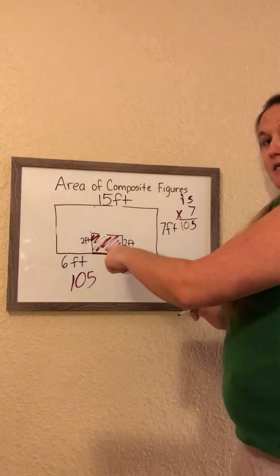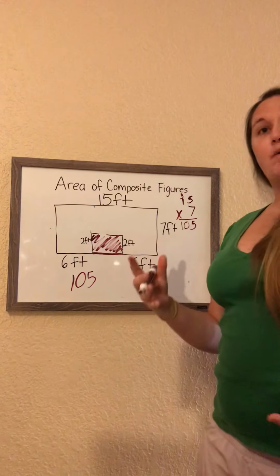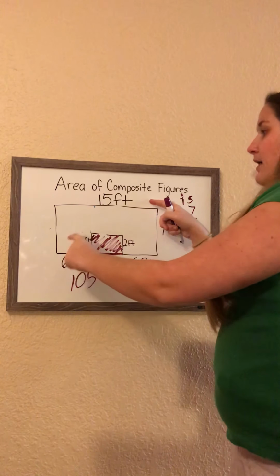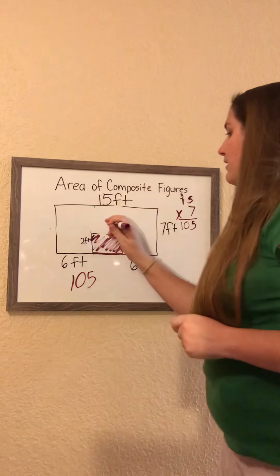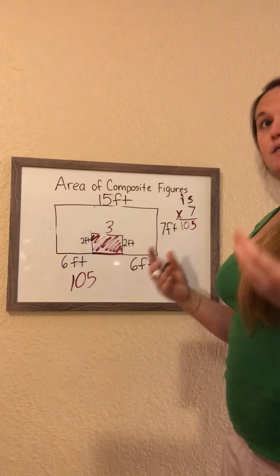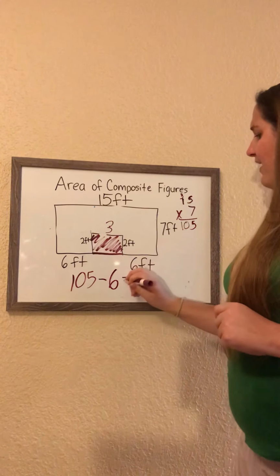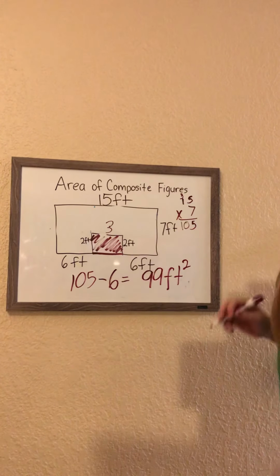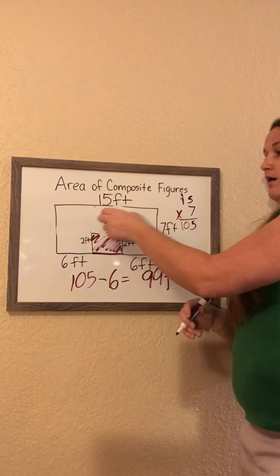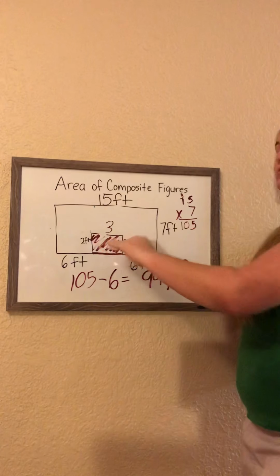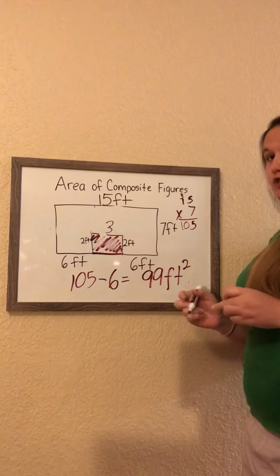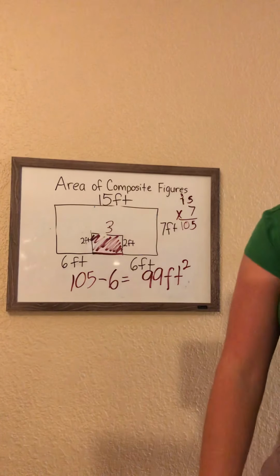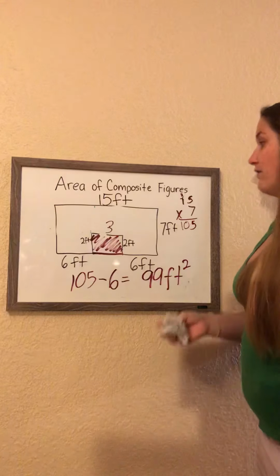But now I have to subtract this purple part that I didn't want. From the way that we just did the problem before, we knew that 15 feet minus 6 is 9, and 9 feet minus this 6 is 3. So 3 times 2 is 6. So 105 minus 6 feet should be 99 feet squared. Okay, so whether you add up parts of the shape or you subtract a piece of the shape, either way you should still get the same answer. Now we're going to switch it over to something where we have to use the area of a triangle formula.